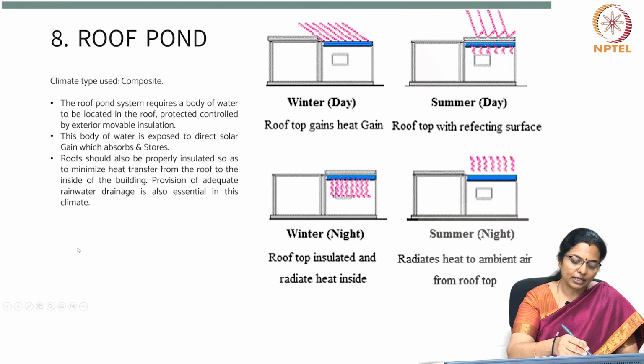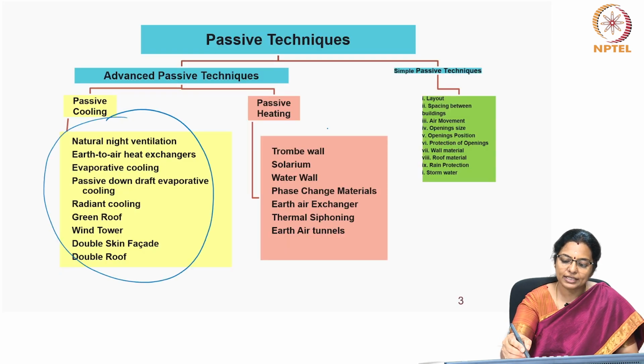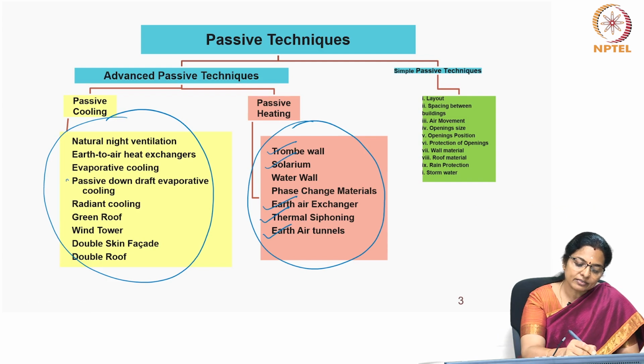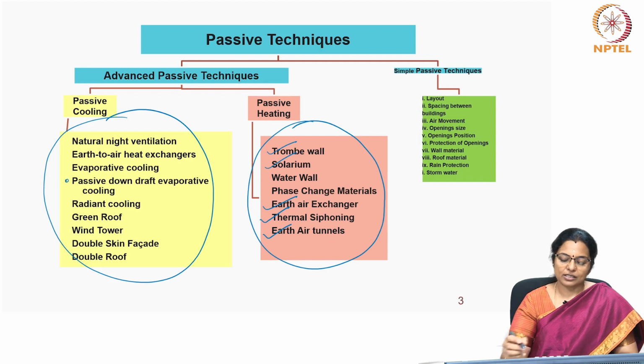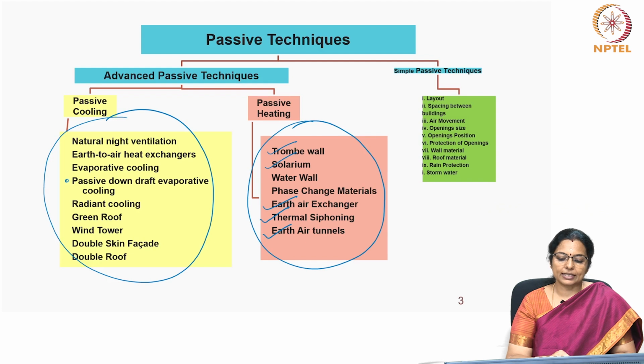So, we have been looking at some of the passive cooling strategies and some of the passive heating strategies. In the last class, we saw the Trombe walls, solarium, earth-air exchanger, earth-air tunnels, thermal siphoning and a little bit of passive downdraft evaporative cooling. This is all we have seen. We will see the others in this class and forthcoming classes.